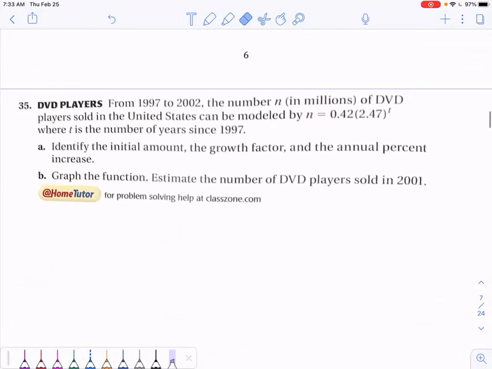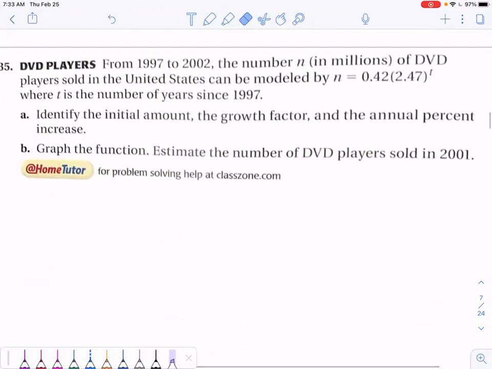So looking at 35, our book is old. You can tell that we're talking about the dates 1997 to 2002. And none of you were born in 2002. So it's an old book. It still works because math is math is math, right? Math doesn't really change. So from 1997 to 2002, the number in millions of DVD players sold in the United States can be modeled by the equation.